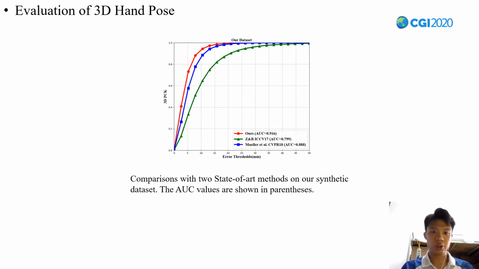The figures show the comparisons with two state-of-the-art methods on our synthetic dataset. The area under the curve values are shown in the parentheses. Our method achieved the highest AUC values.